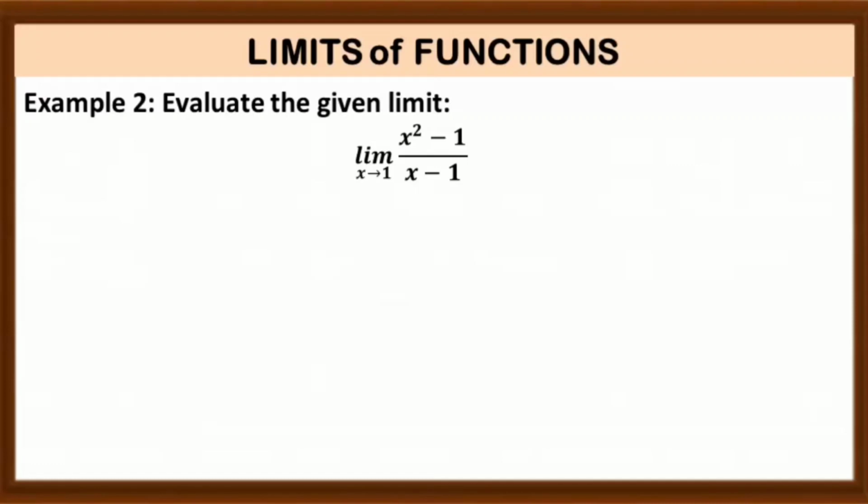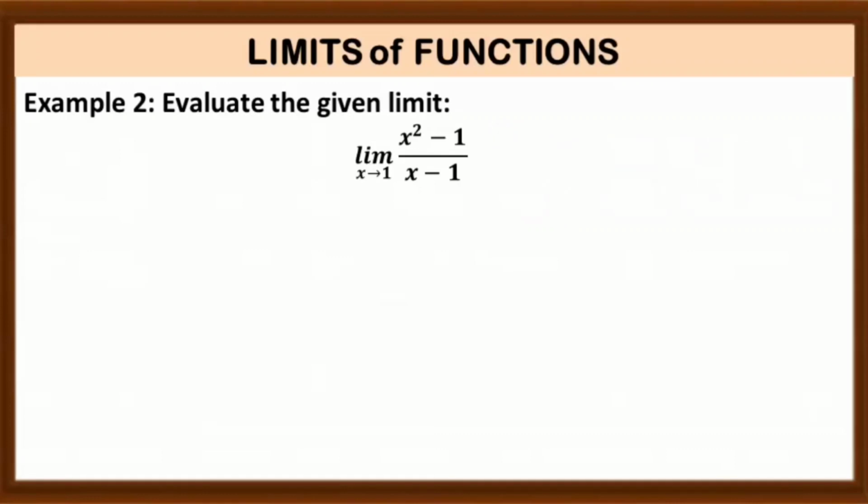Evaluate the limit of x squared minus 1 all over x minus 1 as x approaches 1. Notice that when we substitute x equals 1 to the given function, it will be equal to 0 over 0, which is an indeterminate form. However, as defined earlier, in getting the limit of a function, we are not concerned necessarily at x equals 1. Rather, we want to know what y value the function approaches as x gets closer and closer to 1.